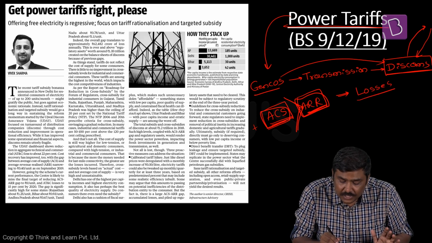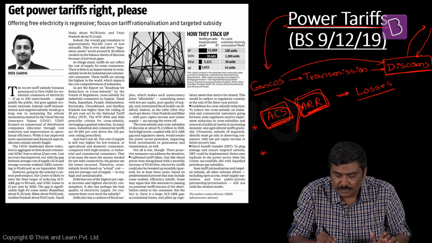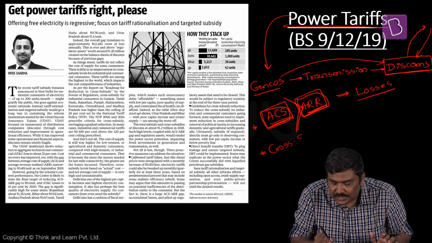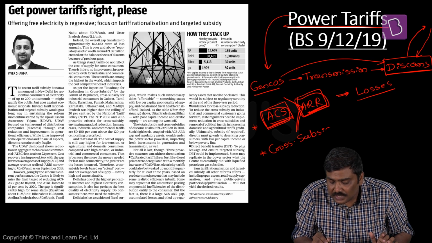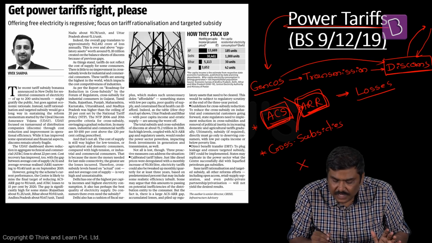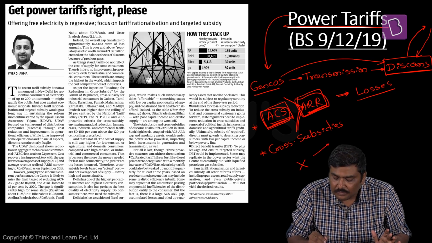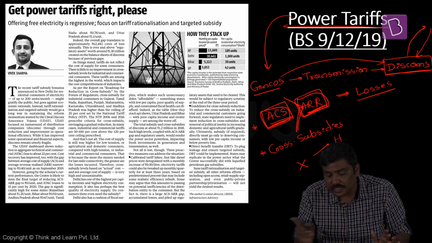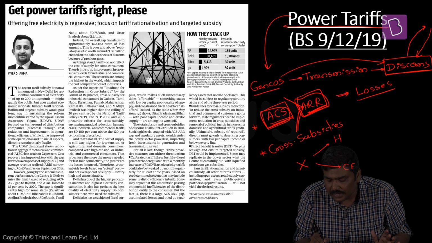And the second very important issue in the power sector has been the issue of cross subsidies. Now, what is this idea of a cross subsidy? Let's say hypothetically here is a DISCOM X. It is supplying electricity for a household. It is also supplying electricity for a commercial entity.